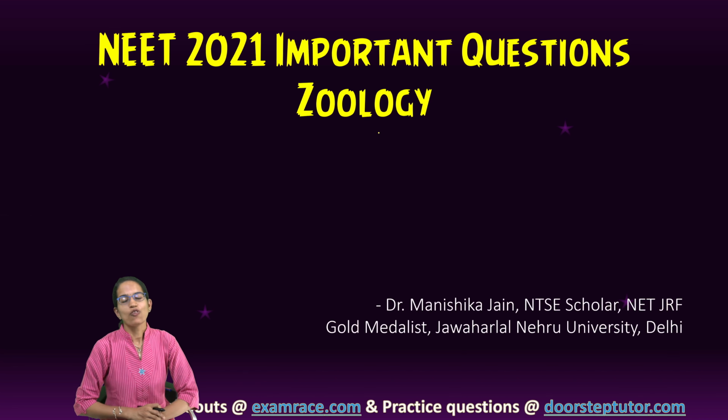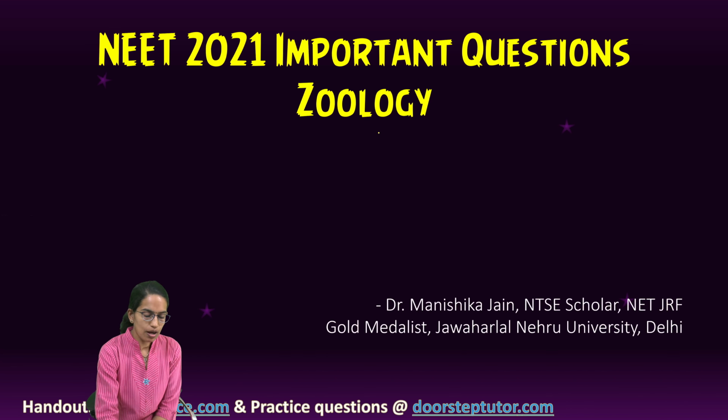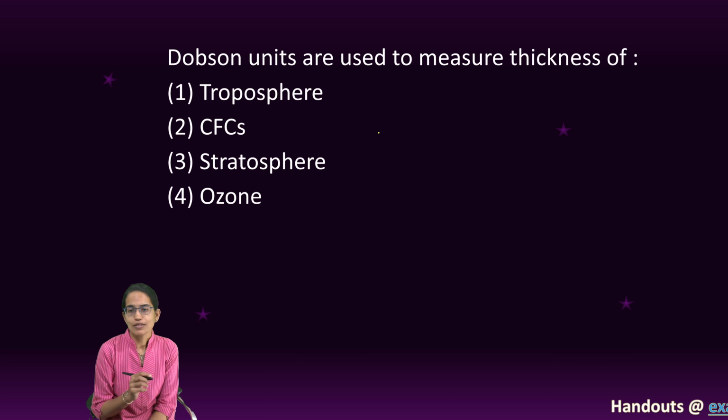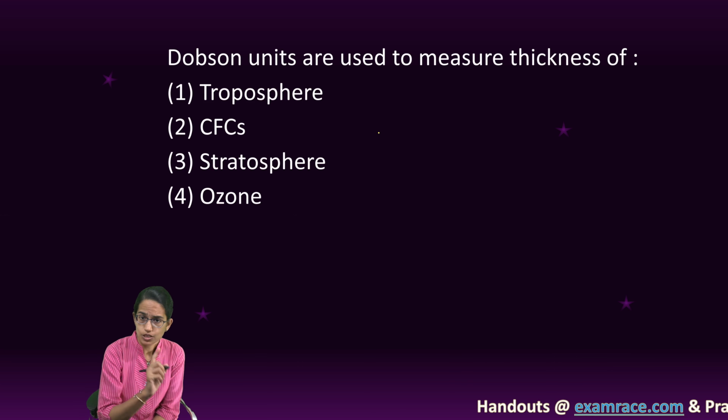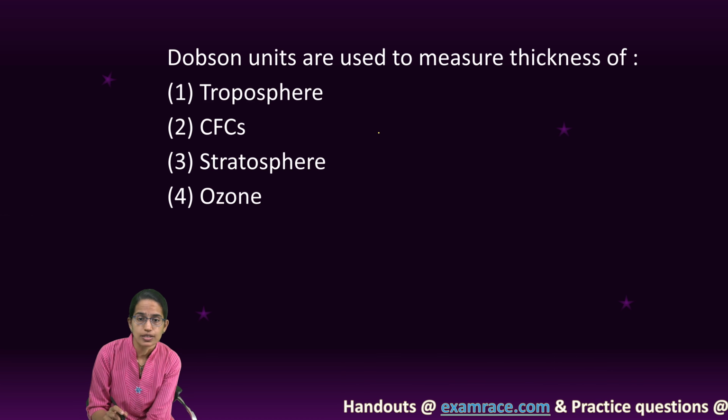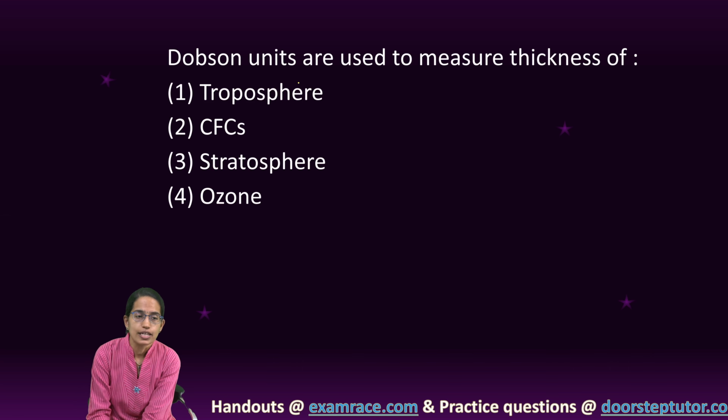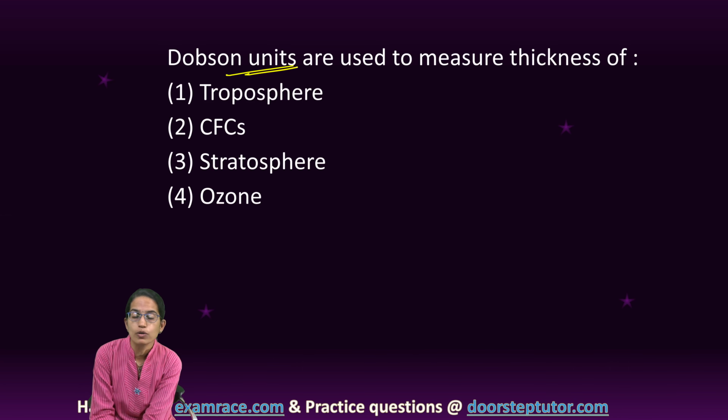Solve the questions for zoology. Similar to botany, this section also had some of the very direct questions from the section on genetics and biotechnology. So extremely important. Let's begin with the first question, which talks about the Dobson unit.